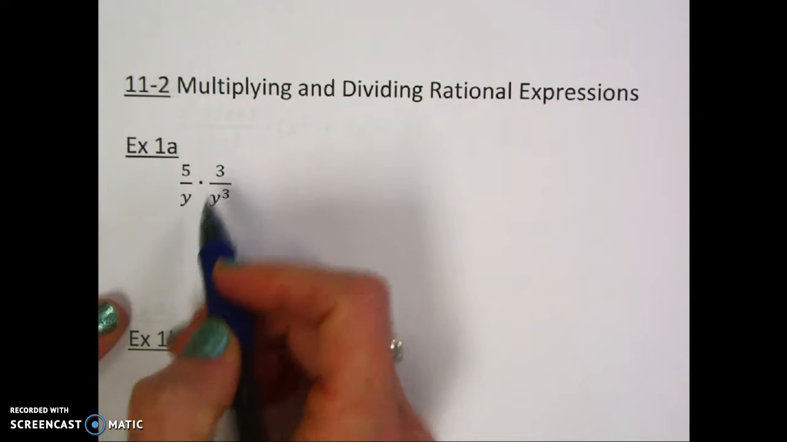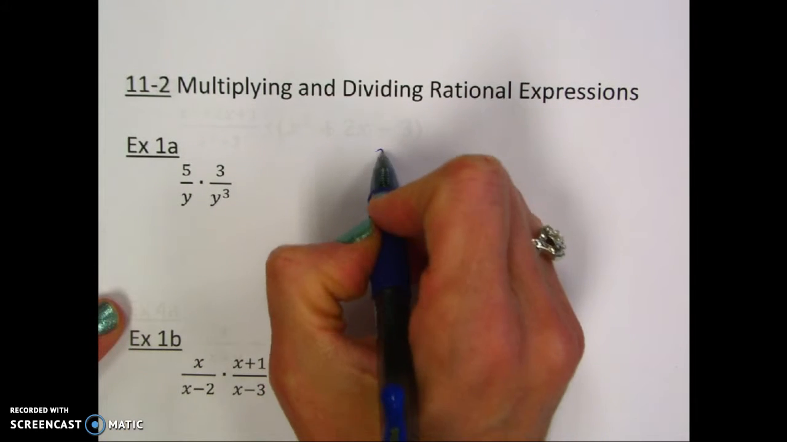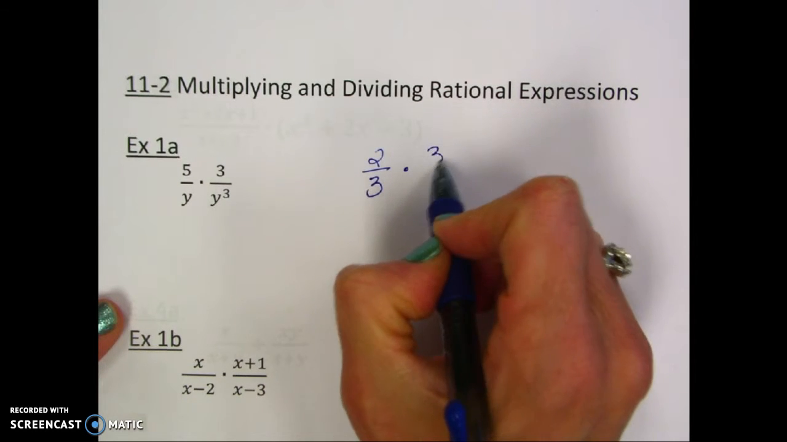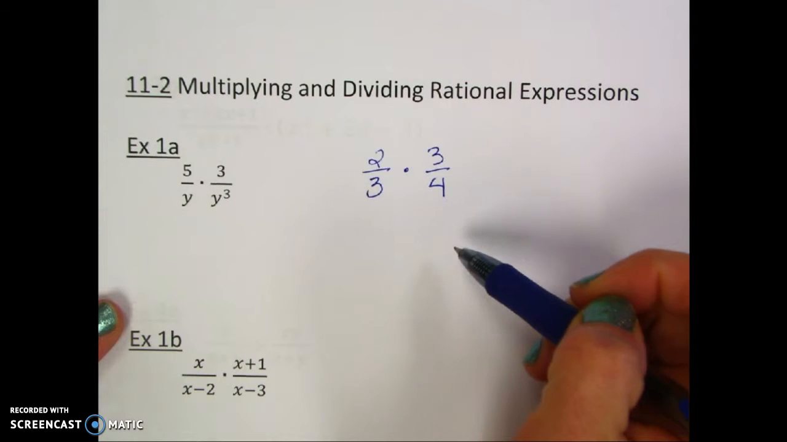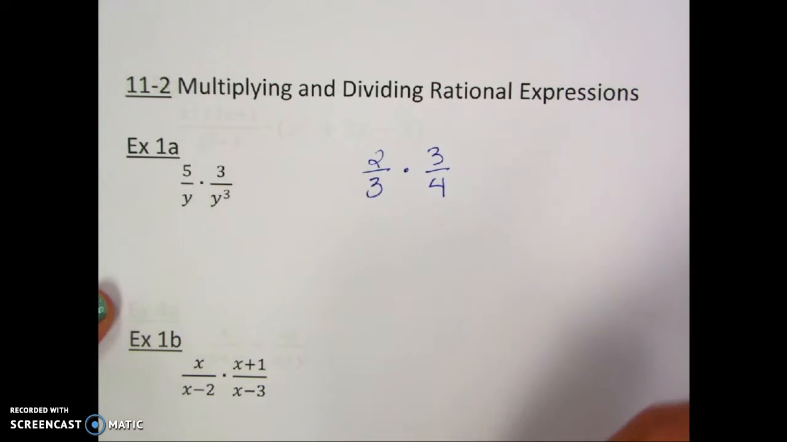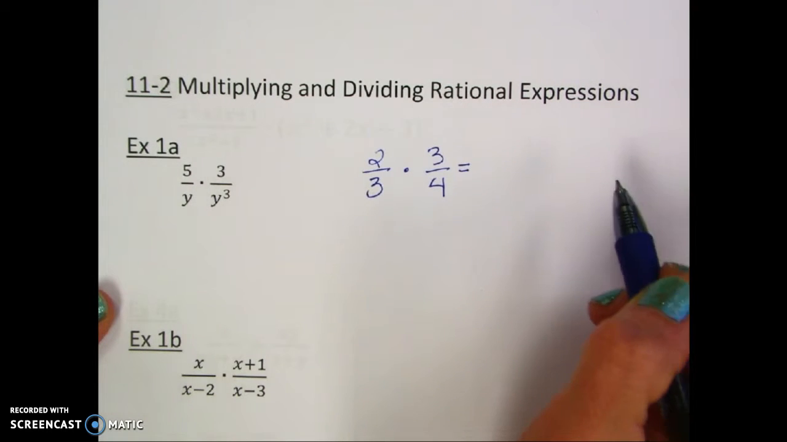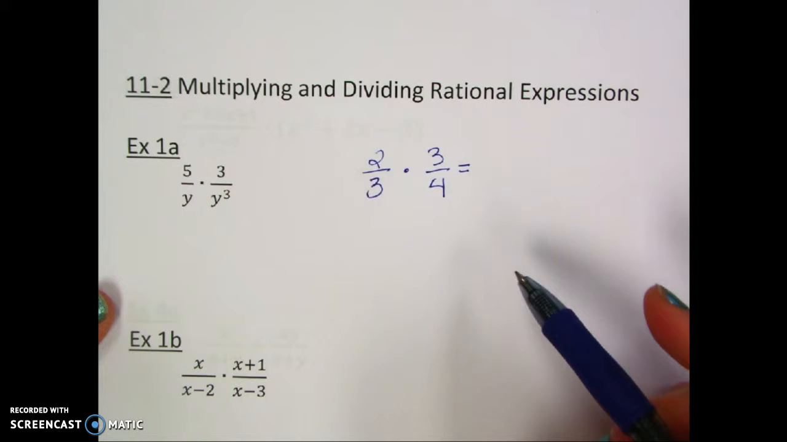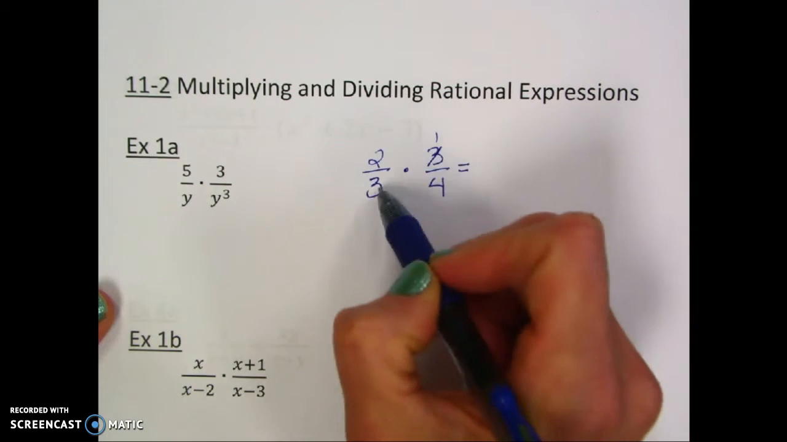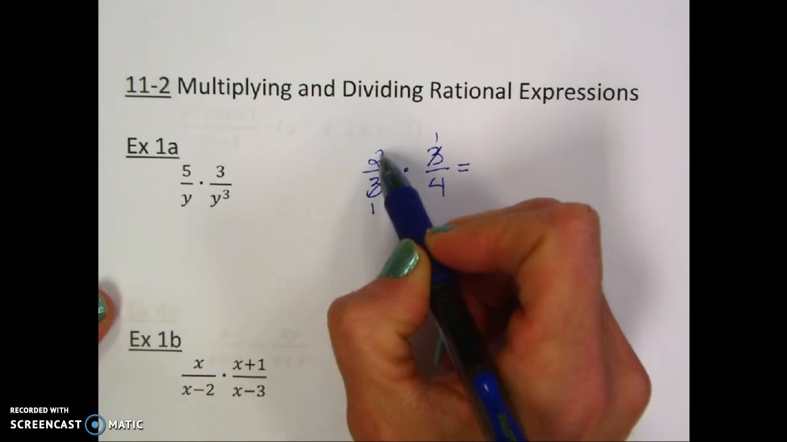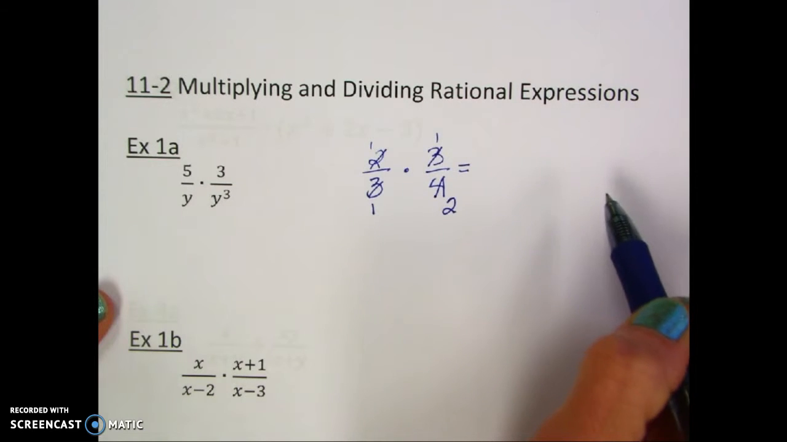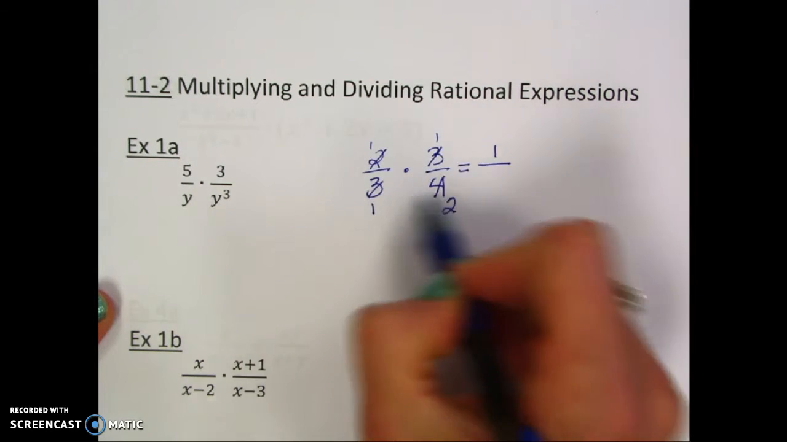I'm going to do a simpler problem than this. If I just have 2/3 and I'm multiplying times, let's do 3/4. Recall that when we multiply, we go straight across the top and straight across the bottom, but before we multiply, we can cancel anything on top with anything on bottom. So this 3 can be reduced with this 3, and this 2 and this 4, which is 2 times 2, can be simplified. So our final answer would be 1/2.